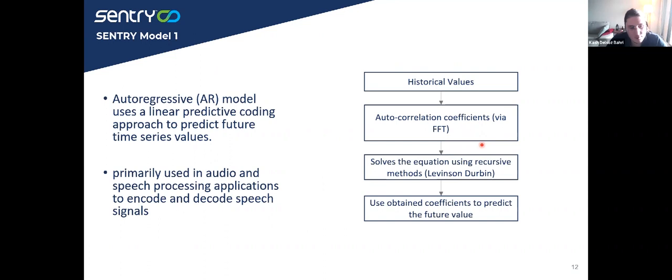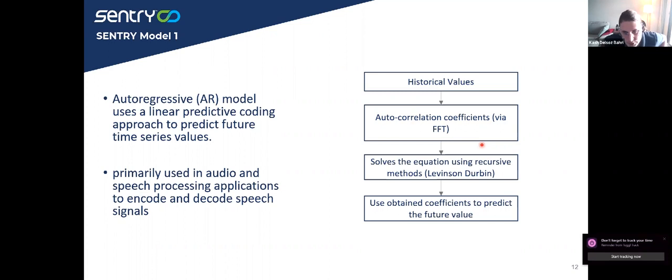We do have 2 models for prediction. The first one is Sentry Model 1. It is based on linear predictive coding, or LPC, which is considered an autoregressive model. It is basically using the historical values and multiplying them by coefficients to estimate the most recent measurements. It is primarily used in audio and speech processing applications to encode and decode speech signals.